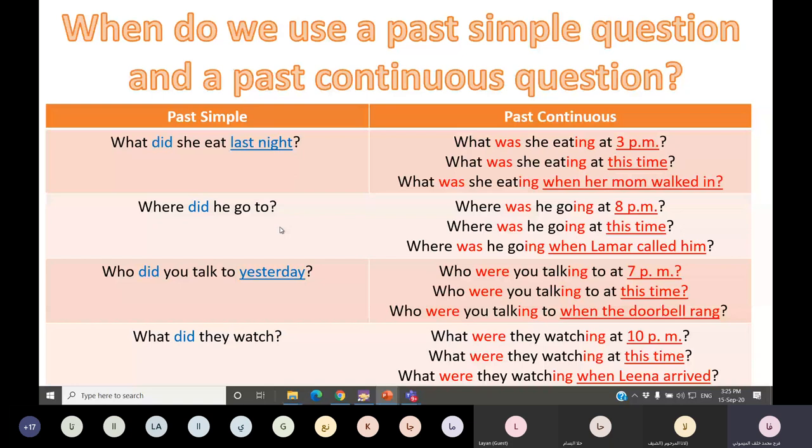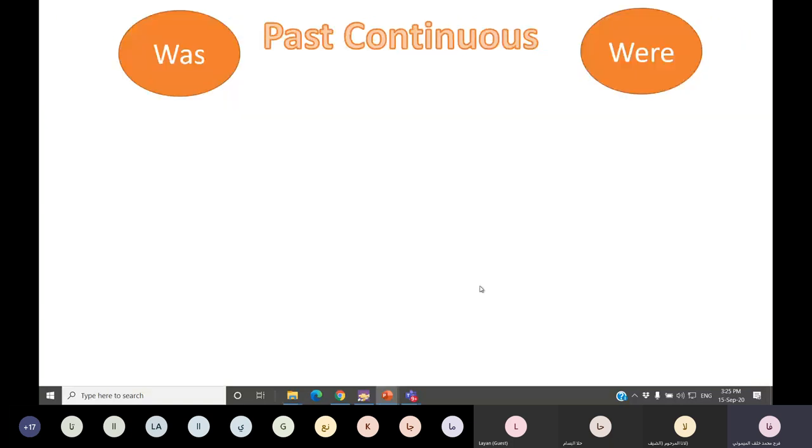But with past continuous, we either use the time like 3 p.m. or this time, or when her mom walked in, or like 8 p.m. this time, or when Lamar called him. All right, young ladies, these are the differences between past simple and past continuous. So girls, with past continuous, you can see that we are using was and sometimes we're using were. Why is that? Let's see.